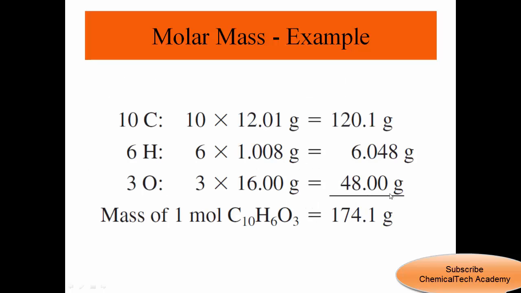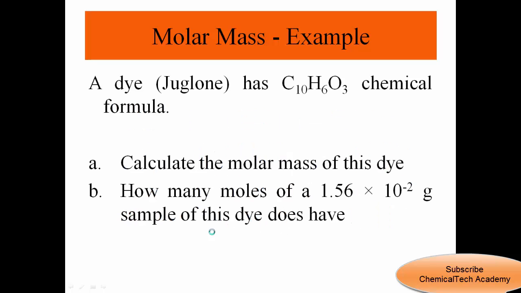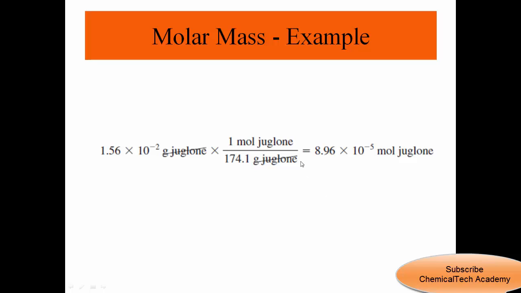In the second part of this example, we need to know in this mass of dye how many moles we have. So we know this mass is going to give us 1 mole. So let's see how many moles this amount of sample contains. So we have 1.56 times 10 power minus 2 grams. We know the molecular weight, which is 1 mole of juglone is equivalent to 174.1 grams. So we cancel these two, and the remaining part is going to be the number of moles. So we have 8.96 times 10 power minus 5.